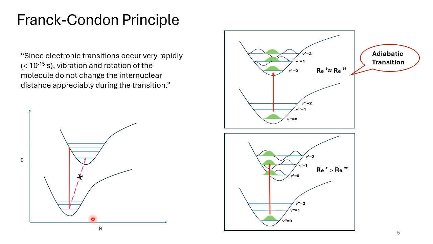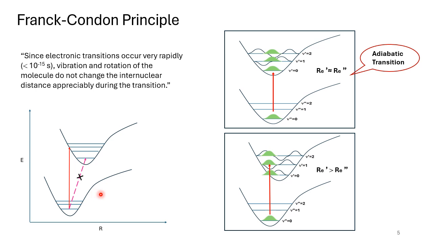So when transition takes place, according to this principle, no internuclear distance changes, so only a vertical transition occurs, but no change in the R value occurs. So we can't show any transition like this, as due to such a transition the R value changes, which would violate this principle.